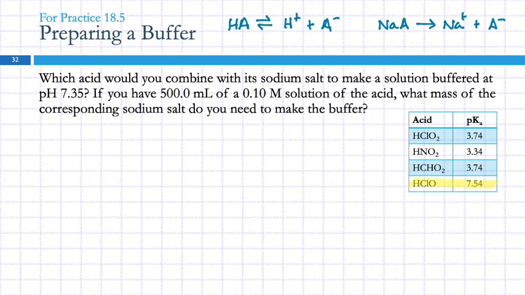Well, we know how to convert mass and moles, right? We're talking about the sodium salt of that. So that's going to be NaClO, right? So we could calculate its molar mass, 22.99 plus 35.45 plus 16, 74.44 grams per mole.